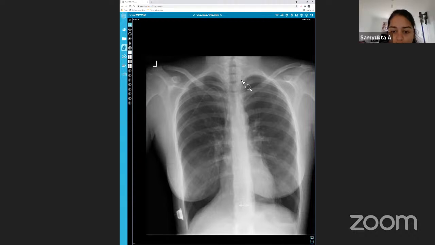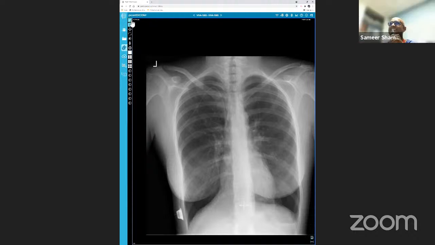So this is a plain radiograph of a skeletally immature patient, and I can see that she has a portacath in situ with the tip at the junction of the SVC and the right atrium, so it's appropriately sited. Is it definitely right-sided? No, it's left-sided. So the patient has dextrocardia.